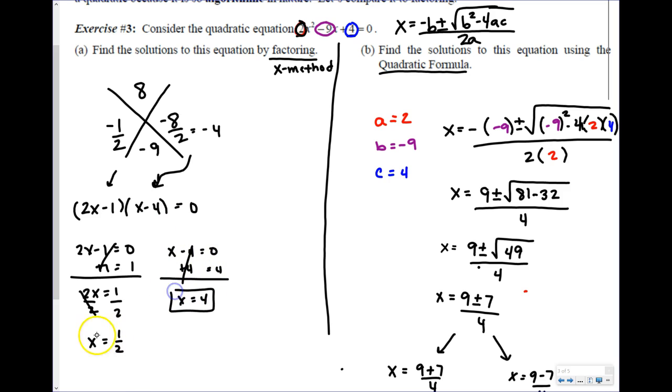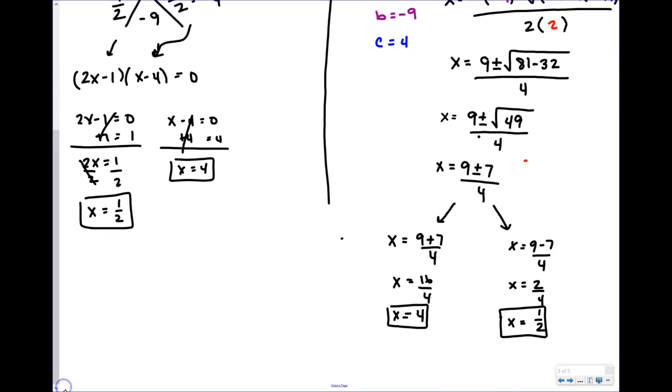So when you do factoring and you do the quadratic formula, you should get the same answers, 4 and 4, 1/2 and 1/2. So sometimes the quadratic formula can be used to check your factoring, and sometimes if you can't factor it, there's a lot of equations that just don't work. You can't factor them correctly. You have to use the quadratic formula. Okay?